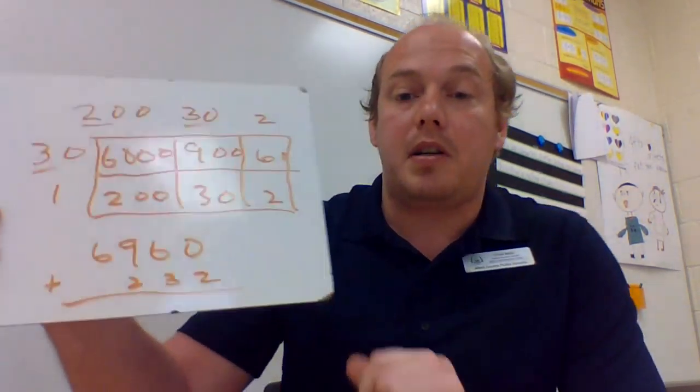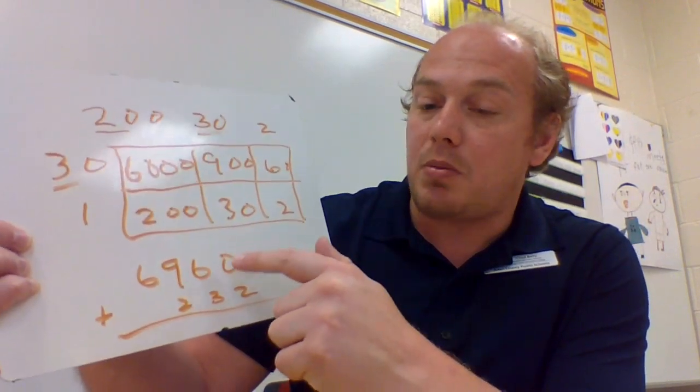So, we have 6,960 on the top plus 232, which, if you recall, these numbers should look pretty familiar to you, because that's what we got at the bottom of the standard algorithm.